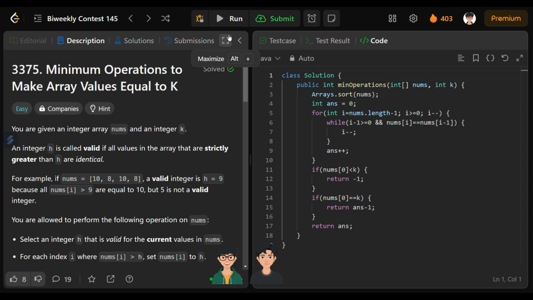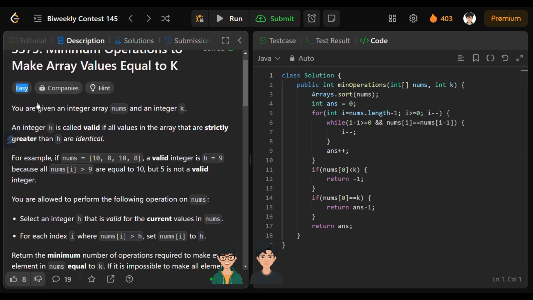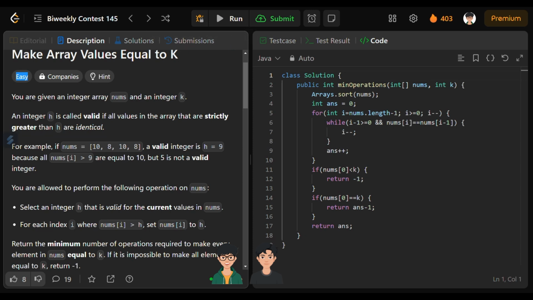So the first question was minimum operations to make the array values equal to k. It is tagged easy, but I don't think it was that easy. Okay, so you are given an array nums and an integer k.